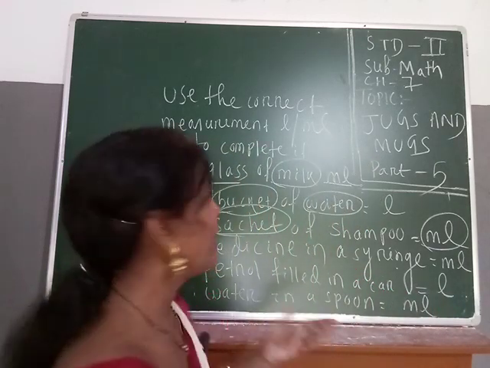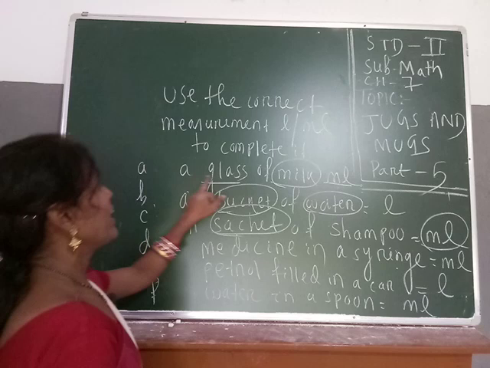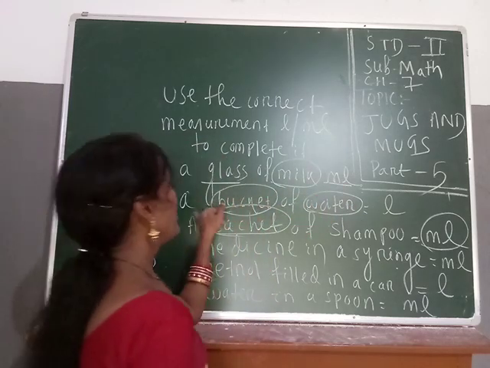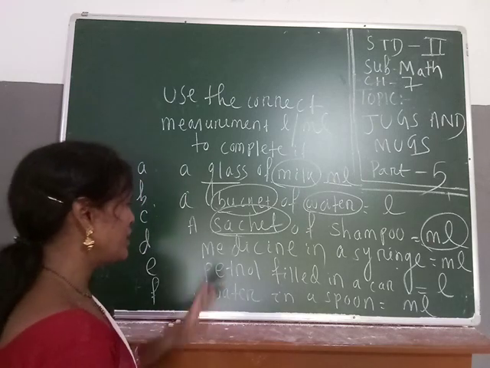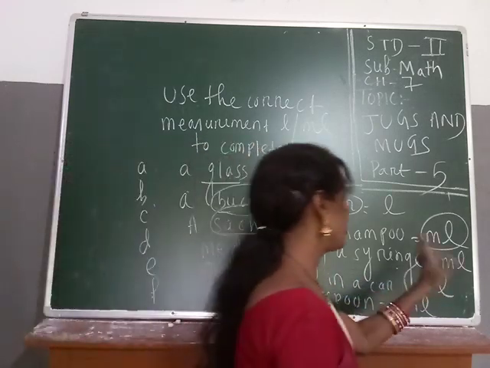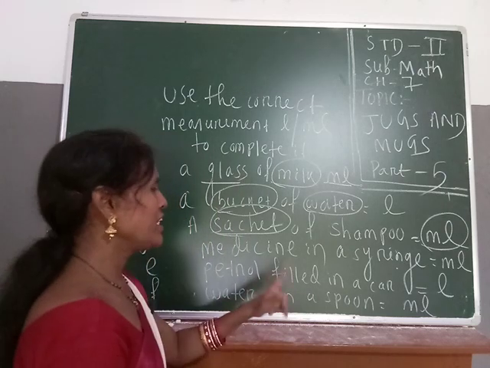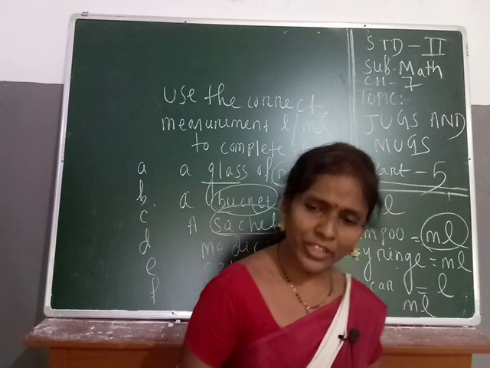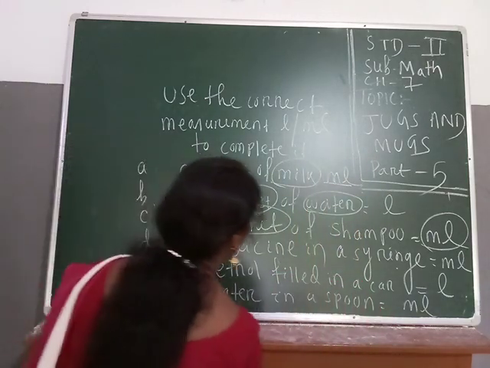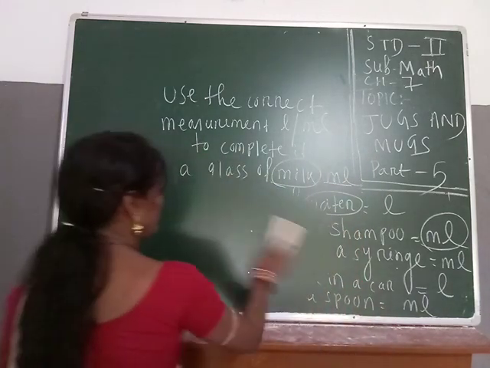Okay. So let us recall once again. A glass of milk is milliliter, a bucket of water is liter, a sachet of shampoo is milliliter, medicine in a syringe is milliliter, petrol filled in a car is liter, and water in a spoon is milliliter. Okay. So our next question. Now you see.